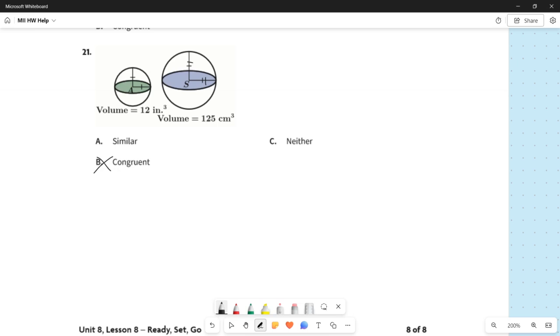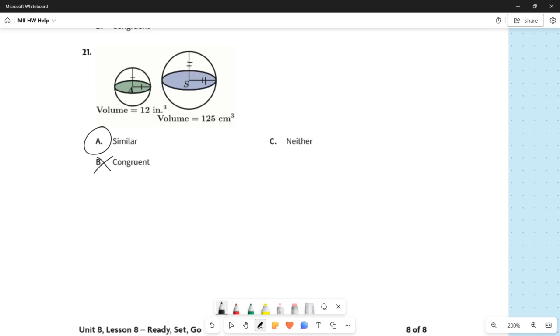If these were congruent spheres, they would have equal volumes, and 12 cubic inches is not the same thing as 125 cubic centimeters. One's metric, one's standard, and they don't convert easily, so one would have to be a decimal, essentially. So they're not congruent. However, we don't actually have to do any calculations on this problem at all, because we actually know that the answer is similar.